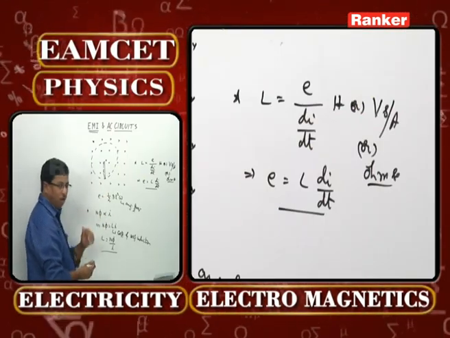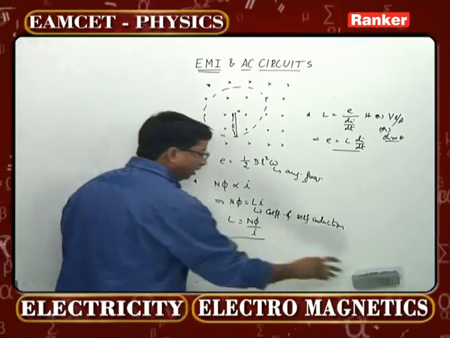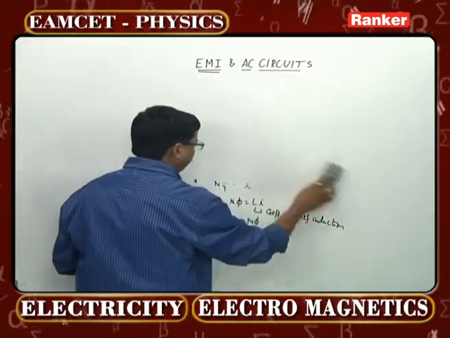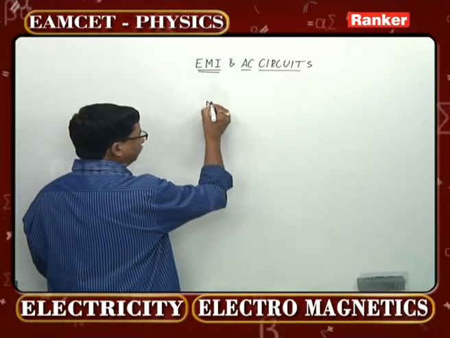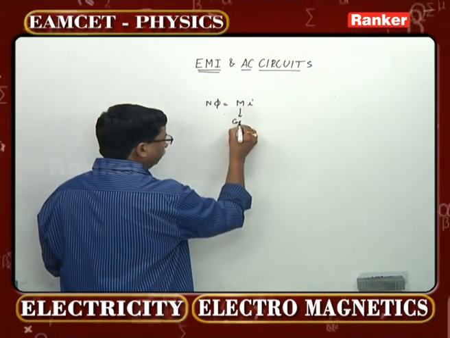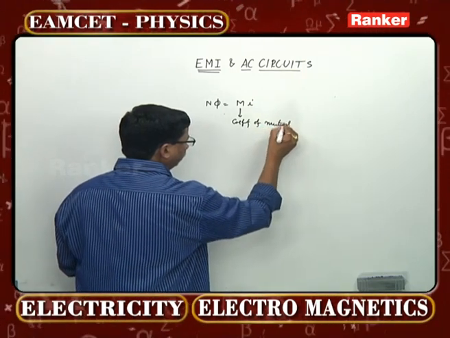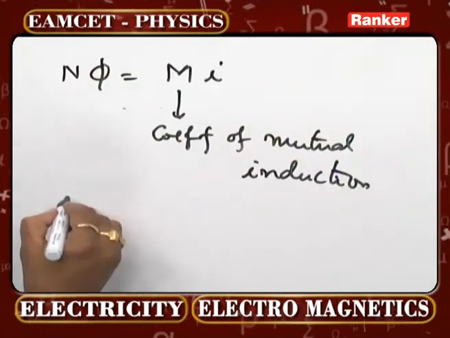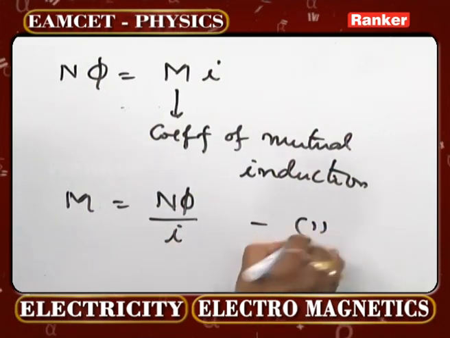If there are two coils by any chance facing each other or very closely placed to one another, then the same constant L what we have written here is called the mutual induction coefficient. So, that time we write once again N phi is equal to M i. What is this M now? Coefficient of mutual induction. This is another formula you have to remember. So, the second one is M. What is M? It is N phi by I. This is one formula for us.